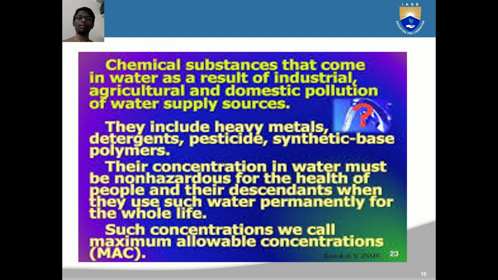Chemical substances come into water as a result of industrial, agricultural, and domestic use of water supply sources. They include heavy metals, detergents, pesticides, synthetic based polymers. Their concentration in water must be non hazardous for the health of people and their descendants when they use such water permanently for the whole life. Once the water is polluted, it cannot be returned back. Such concentrations we call maximum allowable concentrations, short form MAC.